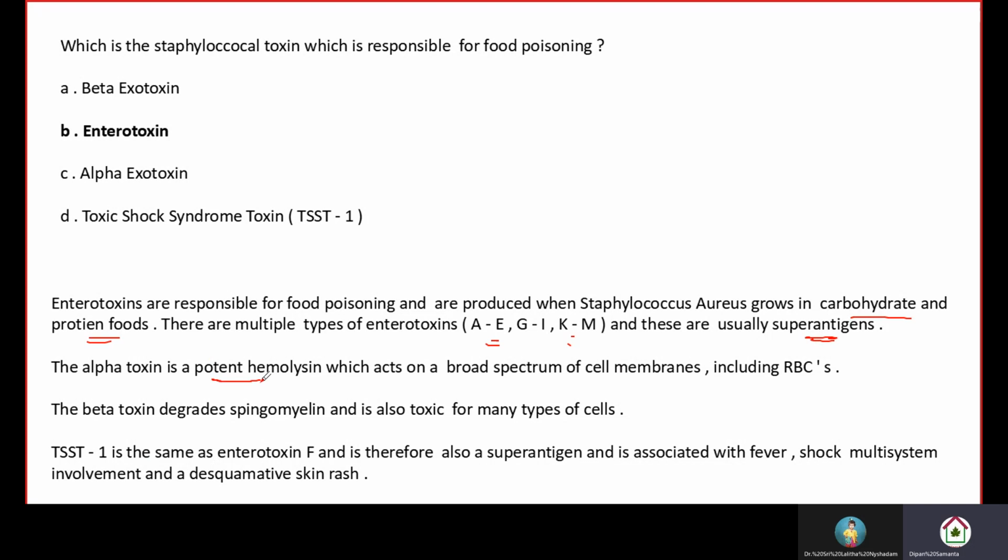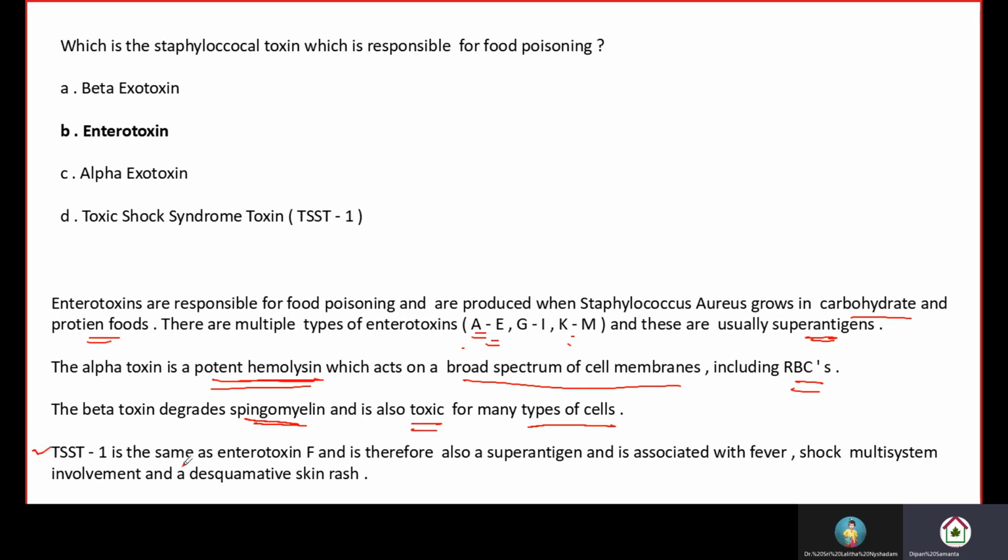Alpha toxin is a potent hemolysin, which acts on a broad spectrum of cell membranes, including the RBC cell membranes. A means alpha. So alpha toxin can act on the membranes of many cell types, including the RBC. The beta toxin degrades sphingomyelin and is also toxic for many types of cells.